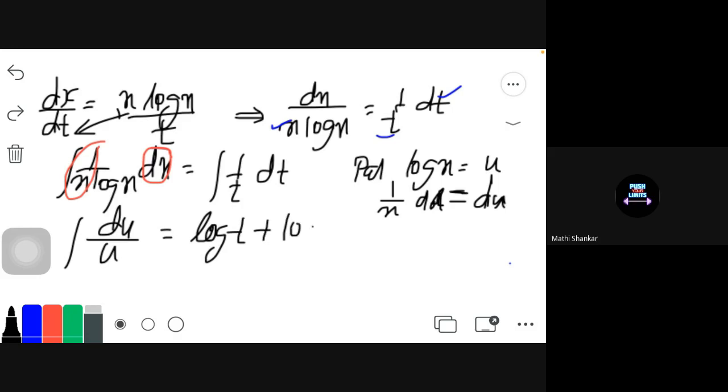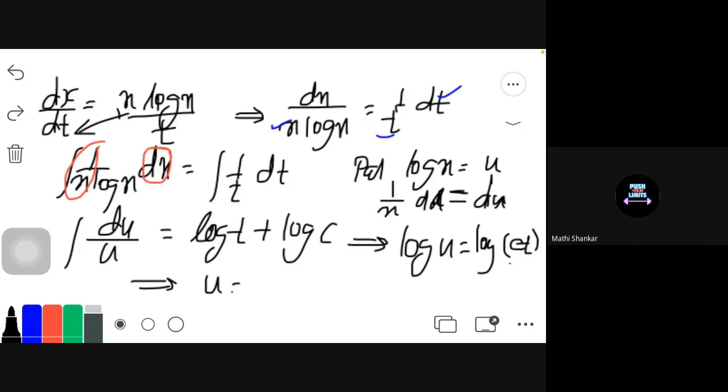So instead of c I'll write log c. I have to just put the integrating constant over there. But here I can see that everything is going to come in terms of log, hence the constant also I have taken in terms of log. So I'll get log of u is equal to log of c plus log of t, and log m plus log n is log of m into n. So this can be written as log of c into t. So log gets cancelled on both the sides, and you'll get u is equal to ct.